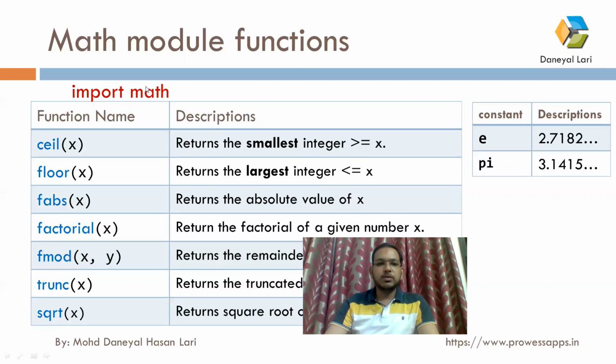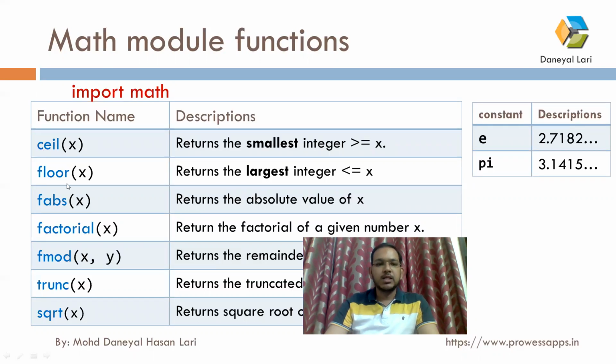When you import this module, you will be able to use the functions which are available in it. A few of them I have mentioned in this slide. Just look here. One method is called ceil, and you can pass the value of x, and it will return the ceil value. Ceil means the smallest integer value that is greater than or equal to x.